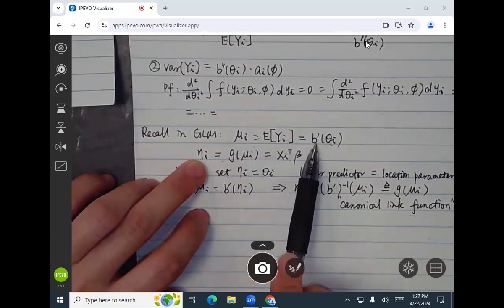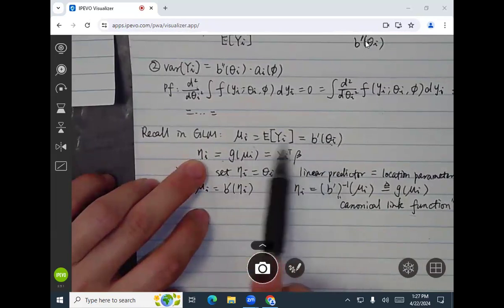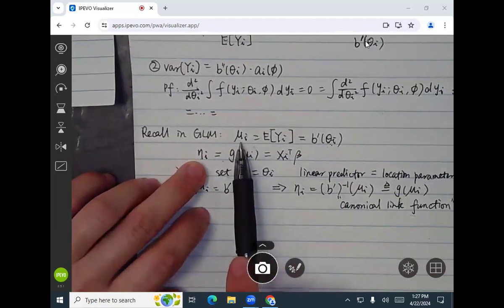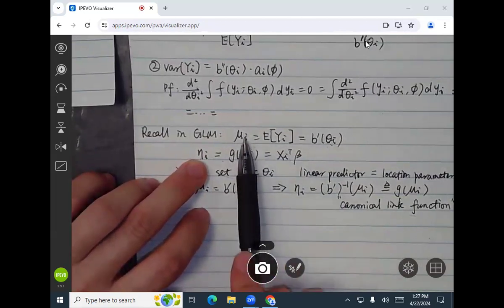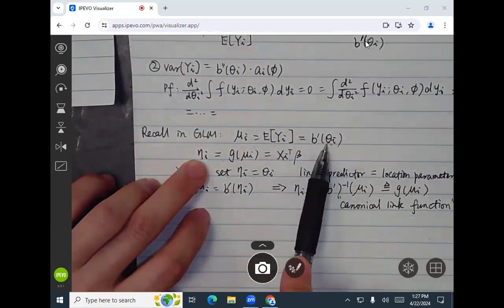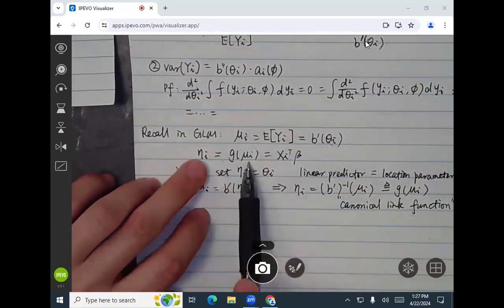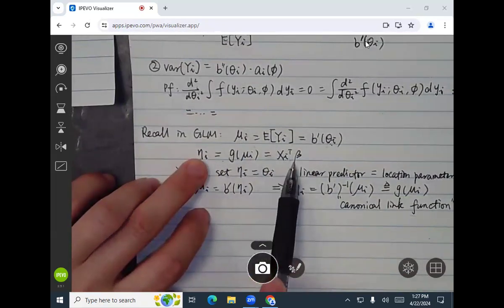Mu i is b prime of theta i. This is the property of the exponential family. So we have three parameters related to the mean. Mu i, which is the mean. Theta i is the location parameter of the exponential family that's closely related to the mean, that determines the mean, I should say. And eta i is the transformed mean, that's the linear predictor.